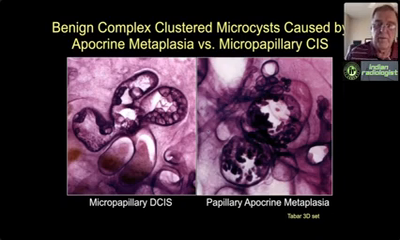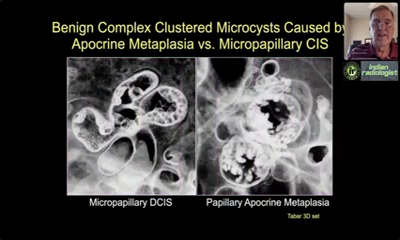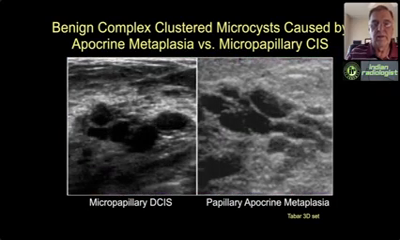So these are beautiful pictures from Laszlo Tabar, micropapillary on the left, apocrine metaplasia on the right. What am I going to do? I'm going to make them grayscale, video invert them, so white is black, black is white. And you can say they look fairly similar. And now here's the ultrasounds. Whew. That's not very reassuring. They look very, very similar. So complex clustered microcysts can be a diagnostic problem for us.